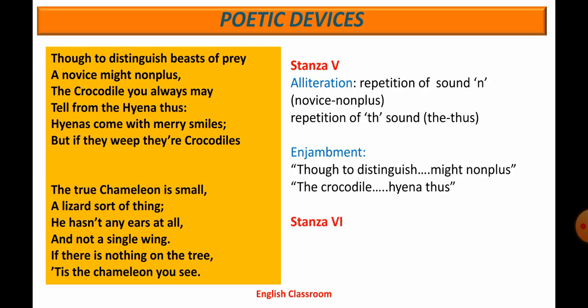Then again in stanza 6, you can find alliteration, the use of the H sound. It is repeated. "He hasn't." So the sound H is repeated here. So that's all, but one more is remaining. That is the poetic license. 'Tis is written, but it is actually "it is." So these are the poetic devices used in the poem.